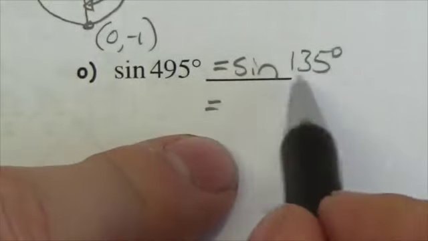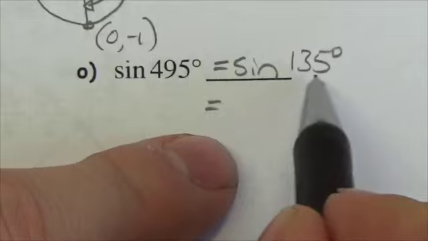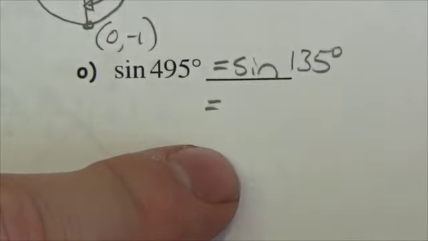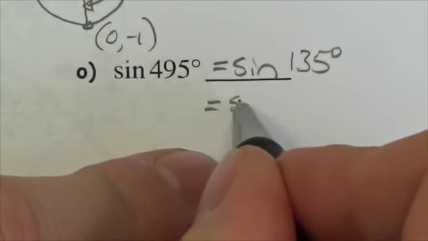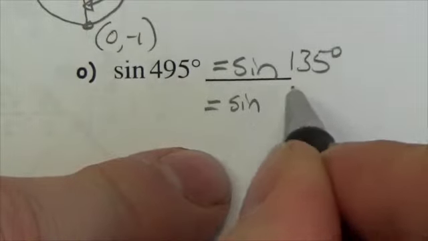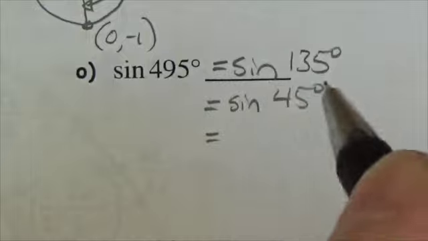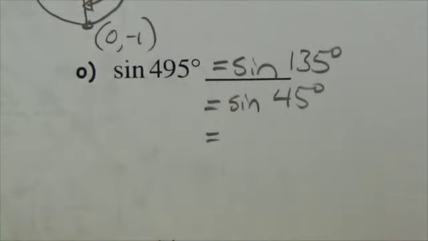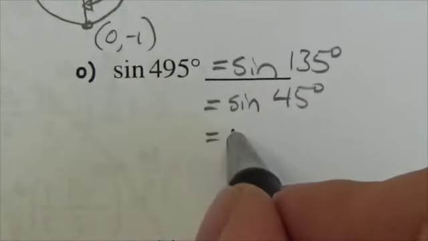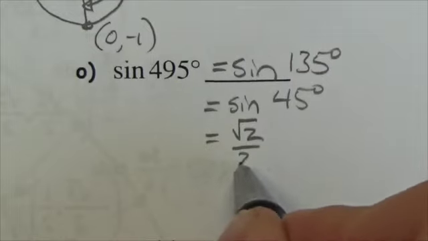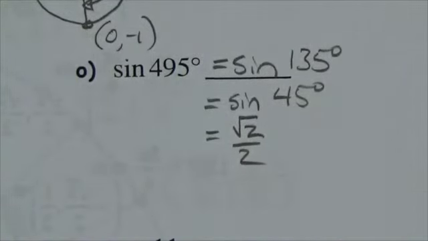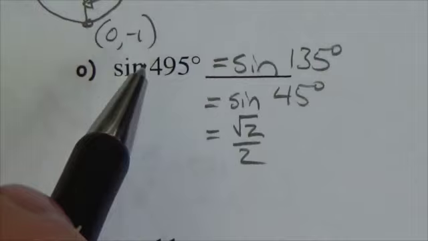Now, this is where I take a harder look at the 135. That is in quadrant 2. Sine is going to be positive in quadrant 2, so this will be equal to the sine of, and the reference angle here is 45. Now I look to my unit circle or my special triangles, however you're going to go about doing that, and you should get that the sine of 45 is root 2 over 2. So that is also the sine of 495.